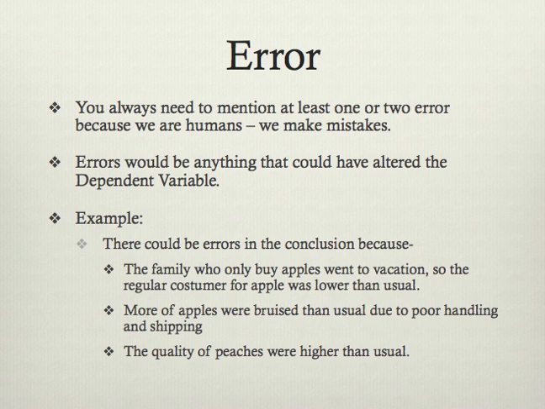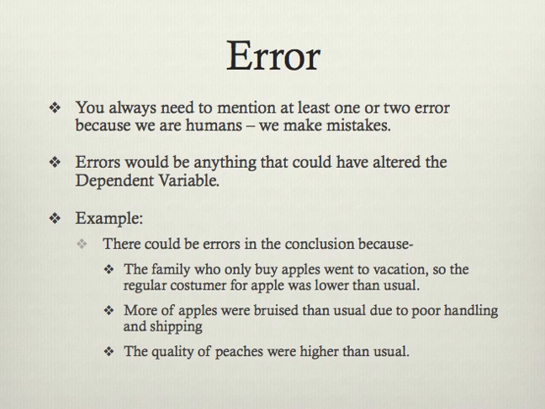Then error, you always need to put error because we're human, we make mistake. We have to mention that to make it more convincing. Error could be anything that could have altered dependent variable. So example like quality of peach was higher than usual, or apples were in bad quality, or people who usually buy apple were gone. They went to vacation. So those things are not control. It cannot be controlled from experimenter.